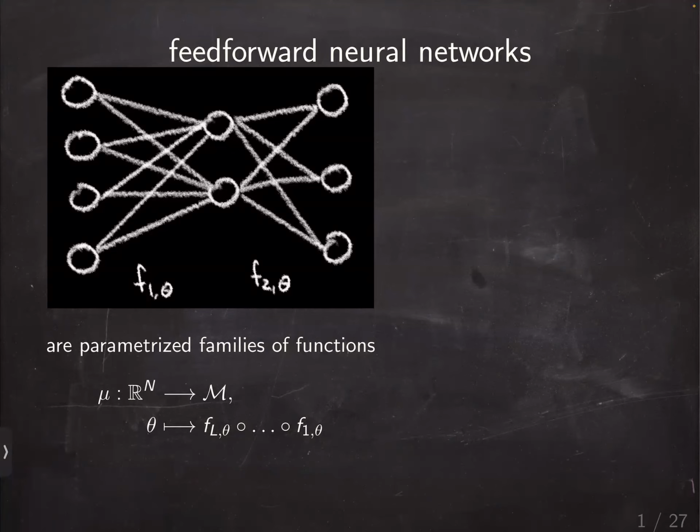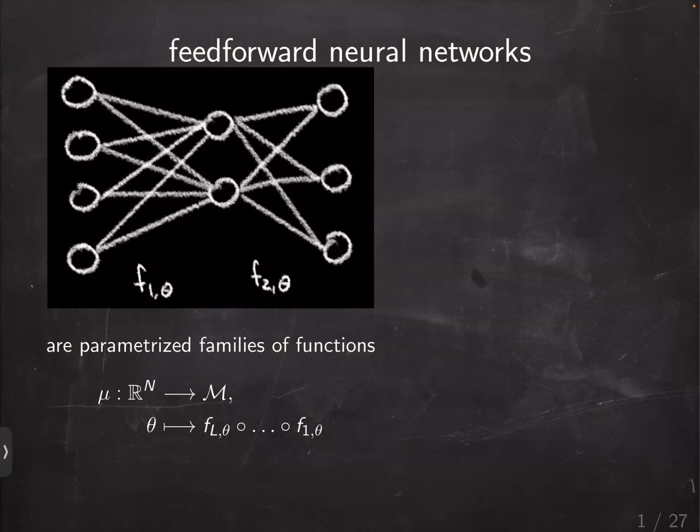Yeah. So in the abstract view, a feed-forward neural network is really just a particular parametrized family of functions. And this slide, as I said, is mainly to set up notation. So the theta here is the network weights or biases, in general whatever parameters you want to learn. So these are the learnable parameters.